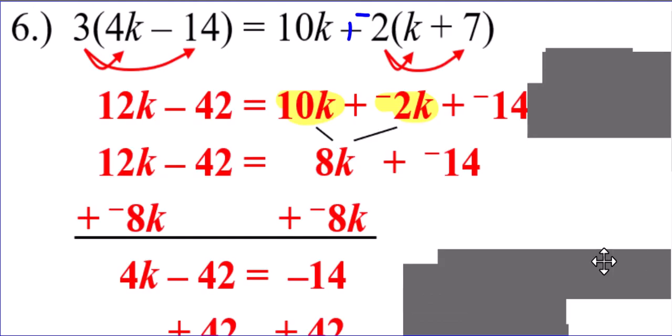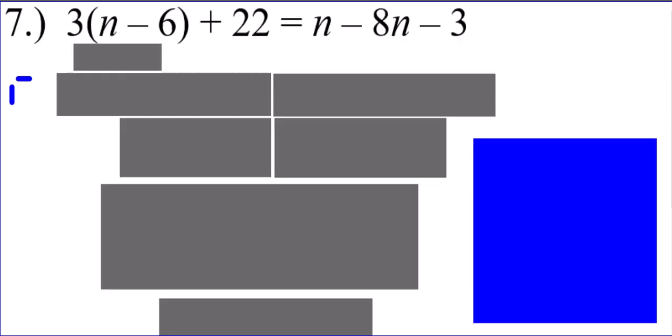If I went too fast, feel free to hit pause if you need to fix something. Problem number 7. Hopefully you saw the distributive property over here.